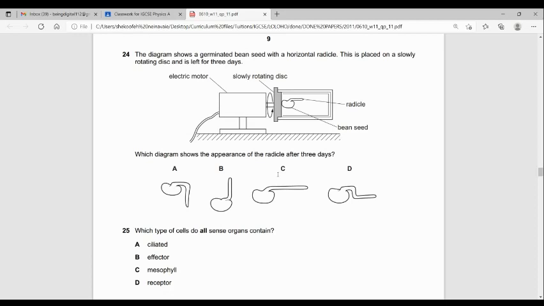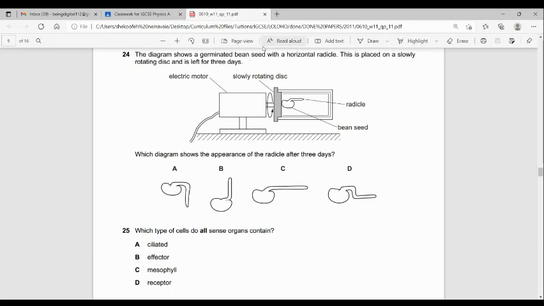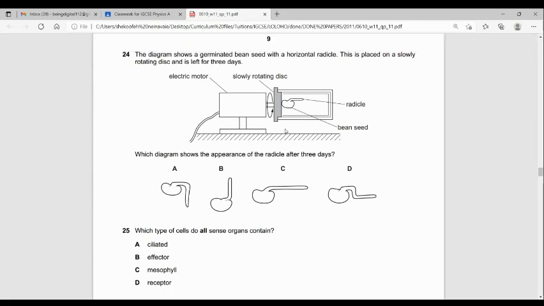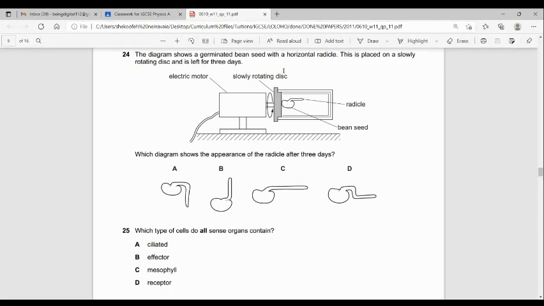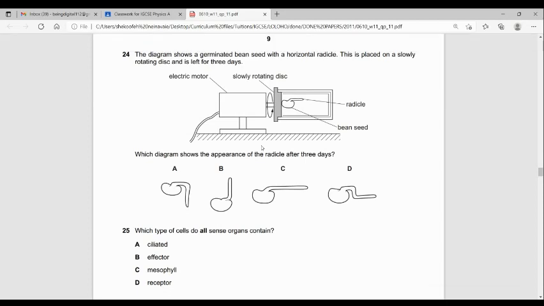It says that at the beginning it is placed on a slowly rotating disk and left for 3 days. It means that the disk has been rotating there for 3 days. When it starts rotating, the radicle becomes confused, and so it just stays the same. At the beginning, the seed's radicle was horizontal when it was placed there. So when the disk started rotating, the radicle continued in the same pattern of growth and the same direction, because it just gets confused as the disc is rotating. So it cannot change its direction, and it stays the same. So C should be the answer.